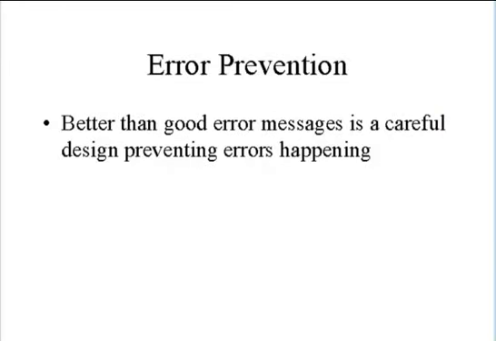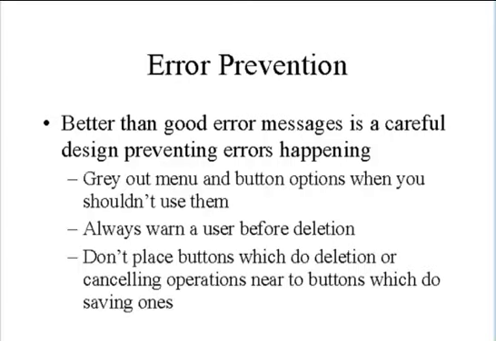Error prevention. Better than a good error message is a careful design preventing errors happening. If, for example, you have a very important key or a particular button which performs a particular operation, it's probably not a good idea to have it near another button which performs a very different one. So for example, having an add and a delete button for rows in a table, in a database for example, would be slightly absurd, because if you accidentally hit the wrong one you could cause an error. So therefore error prevention is a very important heuristic.